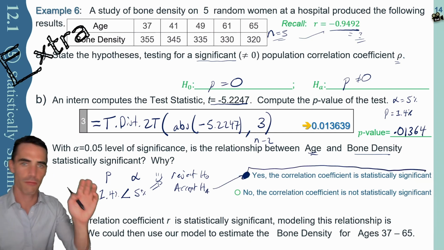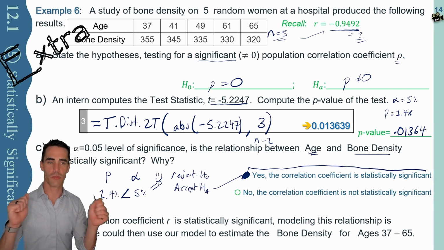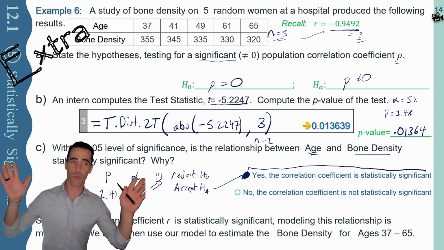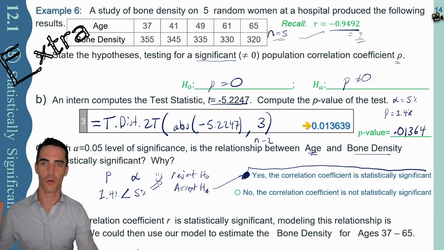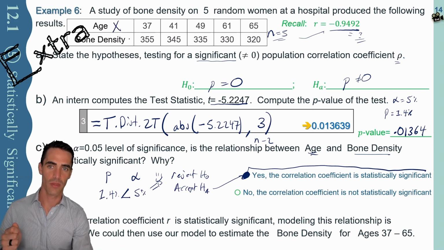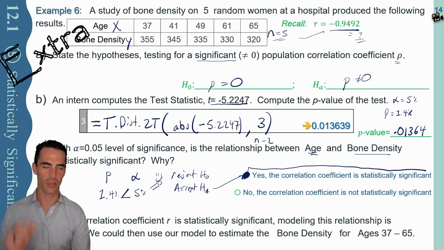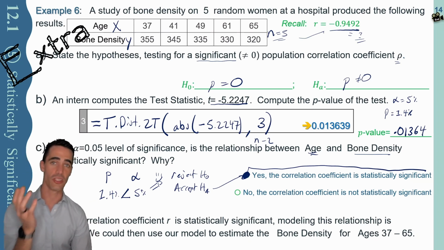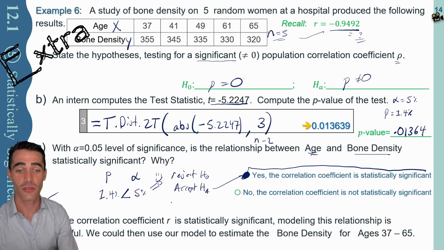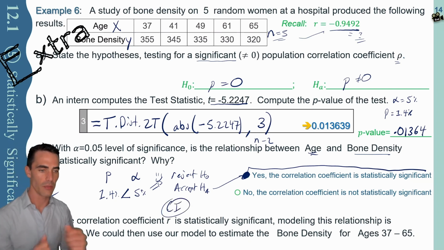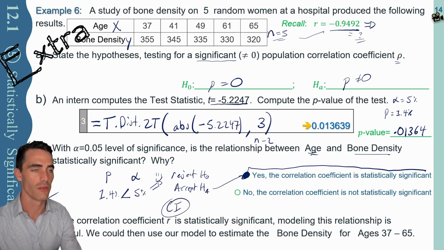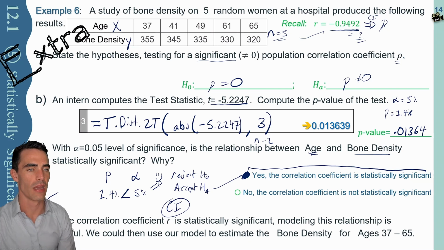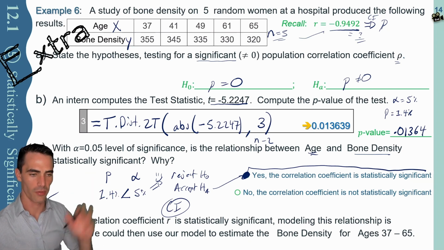I'm not just talking to my 5 friends over here saying, oh, we have a relationship here. Instead, I can make a much broader claim about the population as a whole, that age is a good predictor for bone density, or at least they're correlated together. Now, if I wanted to actually know what that correlation is for the population, I could do so with confidence intervals. That would help me predict what rho actually is, using the sample correlation coefficient to build a confidence interval of rho, my correlation coefficient for the population at large.